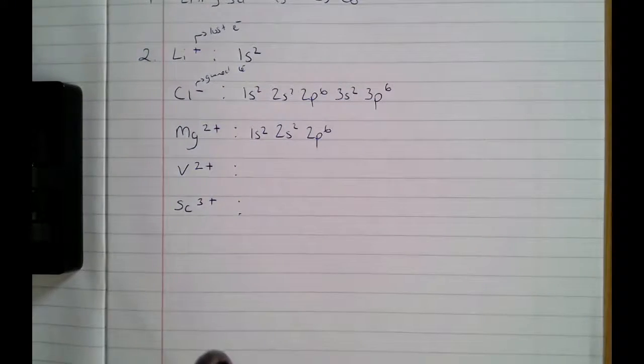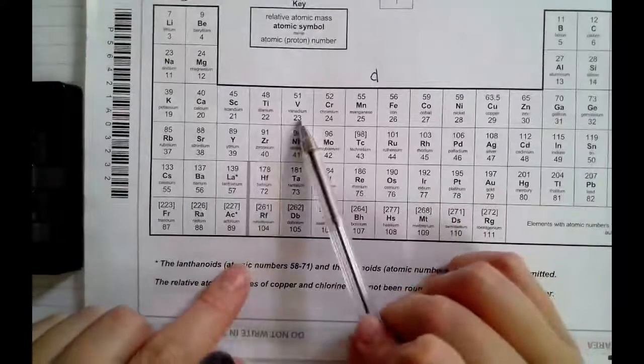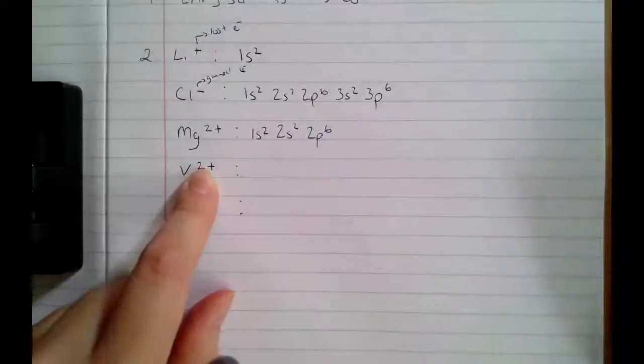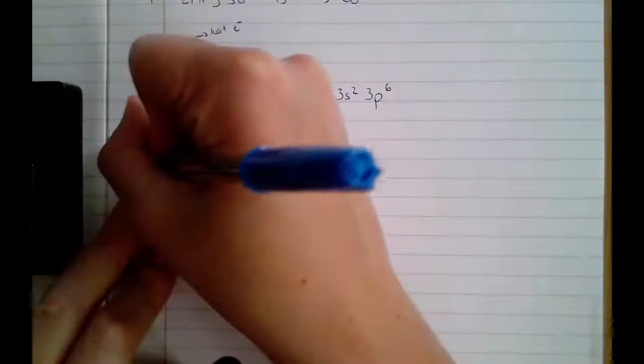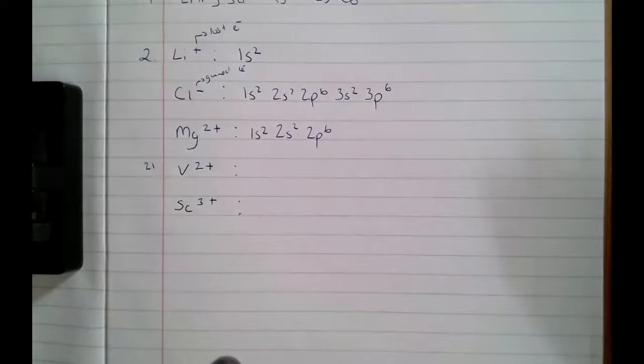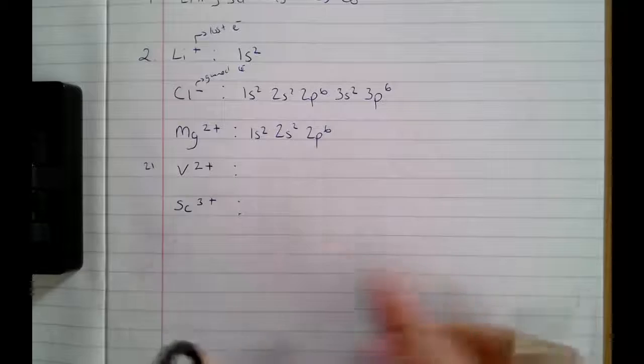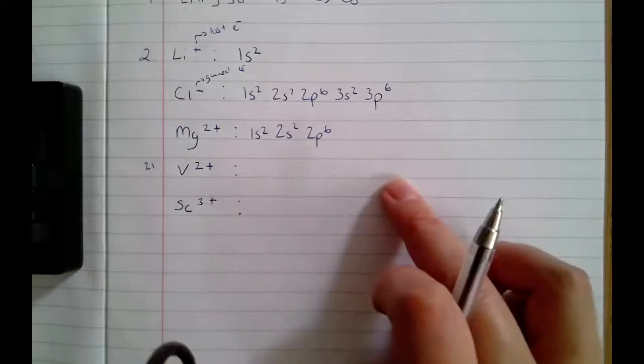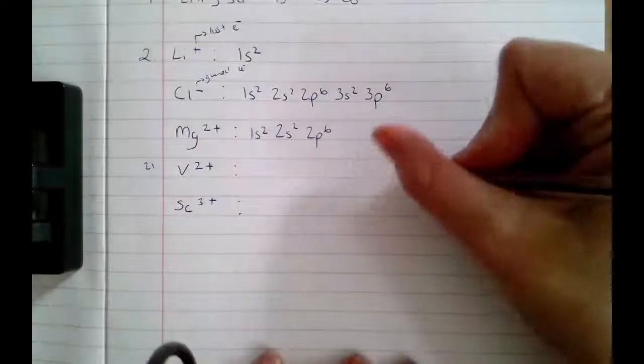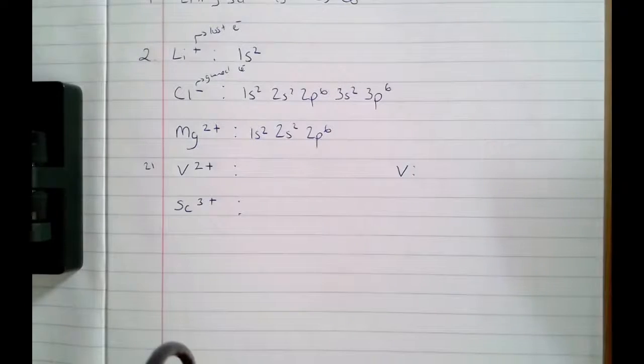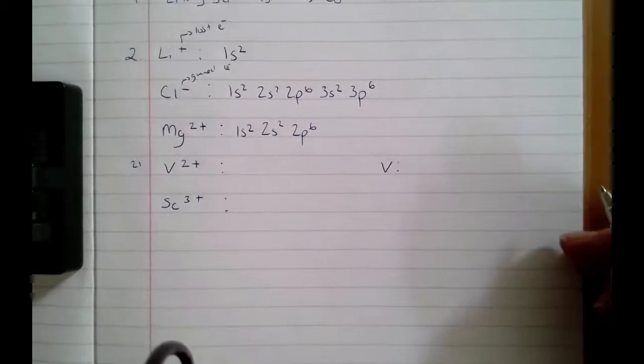The next two, vanadium and scandium, are transition elements, and these you do need to pay a little bit more attention to. Vanadium normally has 23 electrons. It has now got a 2+ charge, which means vanadium has 21 electrons in total that I need to assign. But rather than just writing out my 21 electrons, I'm actually going to write what vanadium usually looks like when it's an atom, and then I'm going to work backwards.